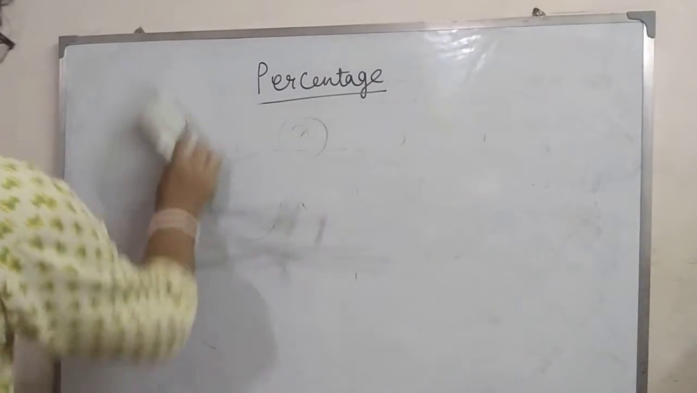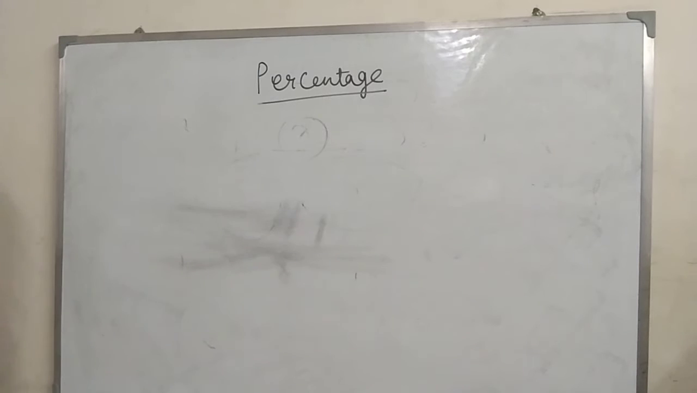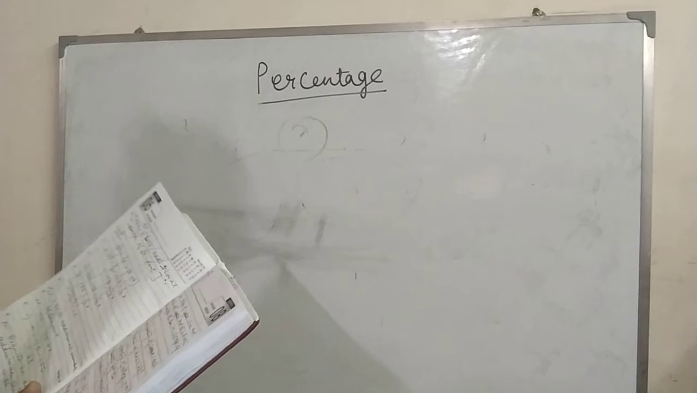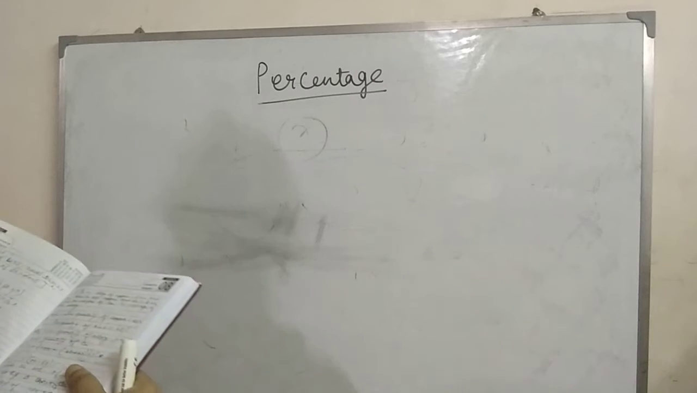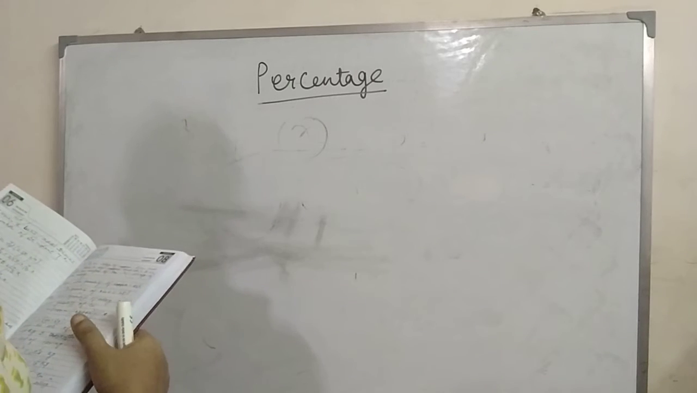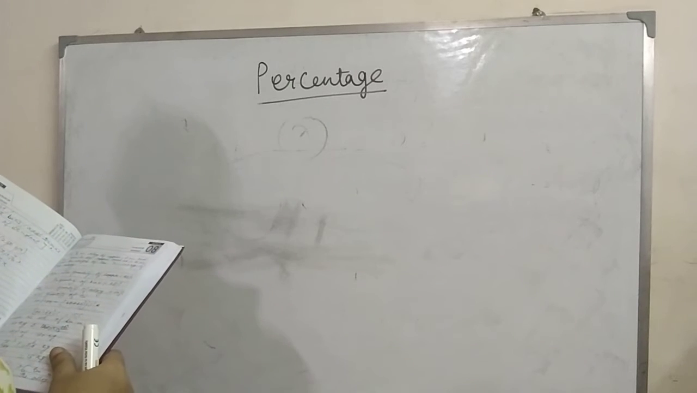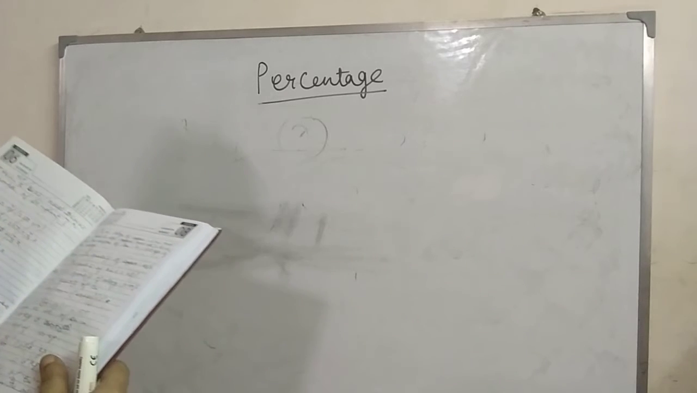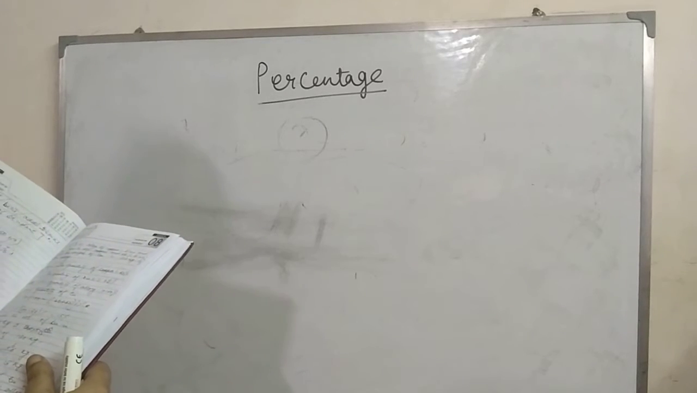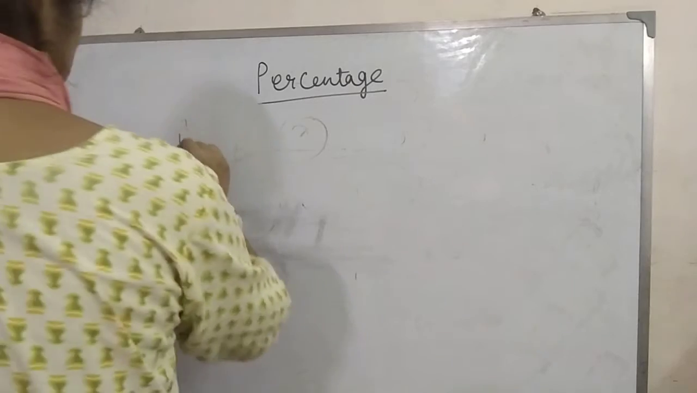Next sum. Sum number 19. In an alloy of copper, zinc and tin, there is 40% copper and 45% zinc. Find the weight of tin in 120 kg of this alloy. Sum number 19.